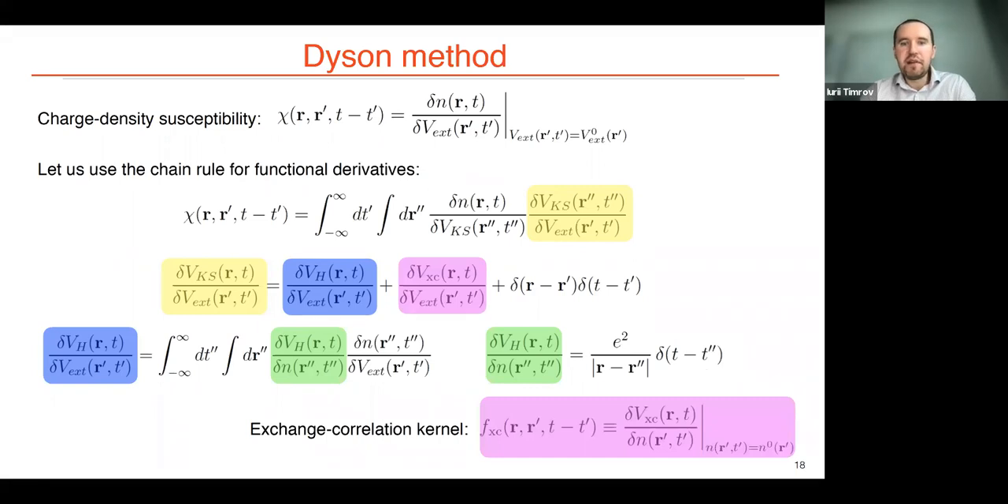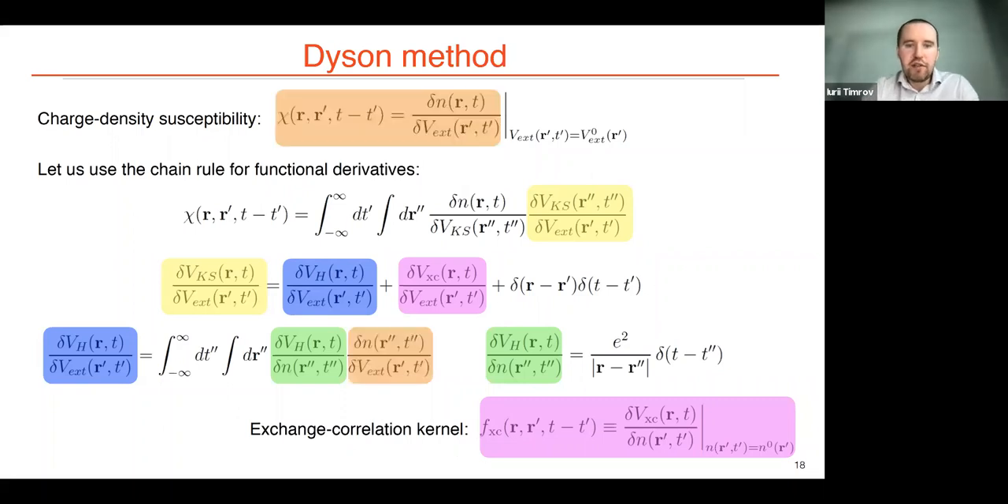Okay, we can do a similar thing with the exchange correlation part. We can now use the chain rule, which will give us the derivative of the exchange correlation potential with respect to density, and the derivative of the density with respect to the external potential. And we call this object, delta V exchange correlation with respect to the density, f_xc, which is the so-called exchange correlation kernel.